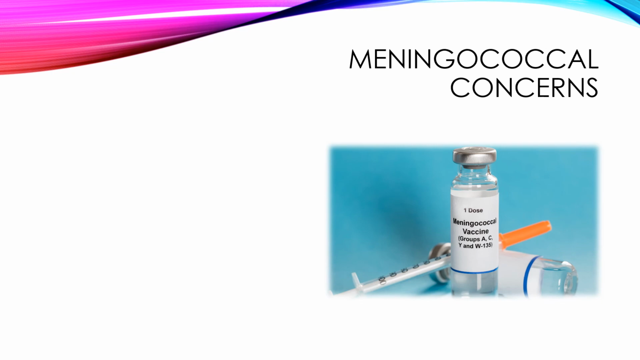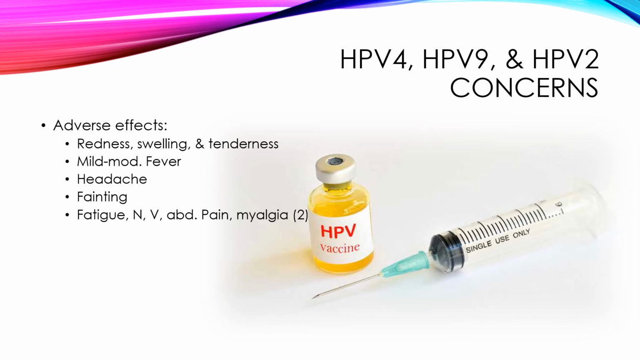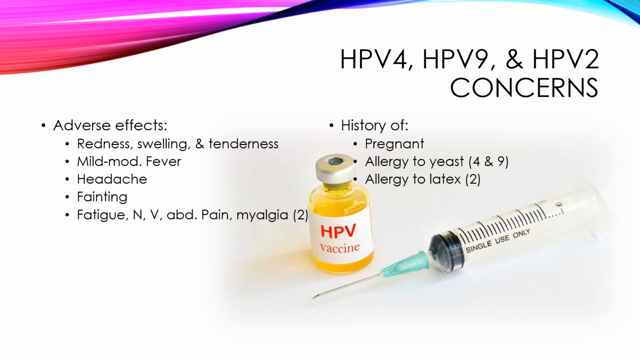Meningococcal vaccines. Adverse reactions include redness and tenderness and fever. And then the human papillomavirus vaccines, versions 4, 9, and 2. Adverse effects are going to include redness, swelling, and tenderness, a mild to moderate fever, headache, fainting, fatigue, nausea, vomiting, abdominal pain, and myalgia. This last line is only going to be true for the HPV-2 ones. If they are currently pregnant or have an allergy to yeast, 4 and 9 should not be given, and with an allergy to latex, number 2 should not be given.